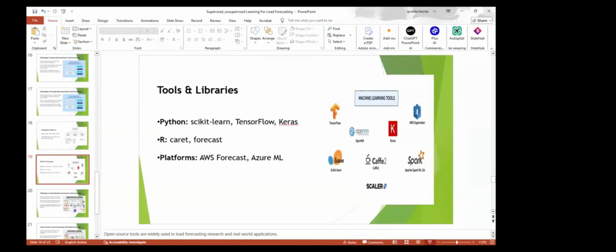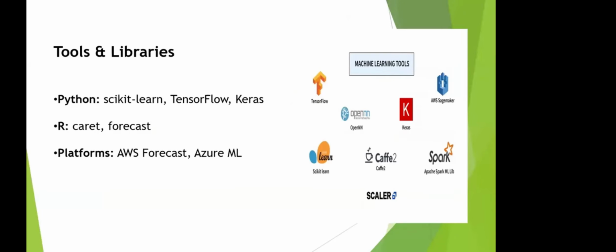So let us go to R now. R often leverages packages such as Caret for unified modeling workflows, and forecast, that is for time series analysis. Cloud platforms are also required because we need to store data, right? So AWS Forecast and Azure ML, everybody must be aware of these, provide scalable end-to-end solutions with built-in automation for data pre-processing, model training, and deployment, right?